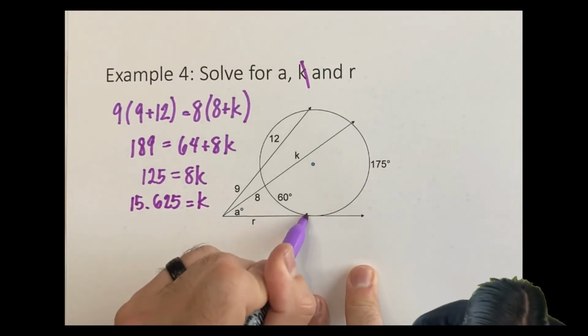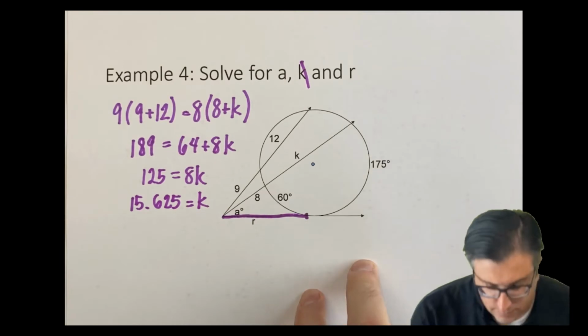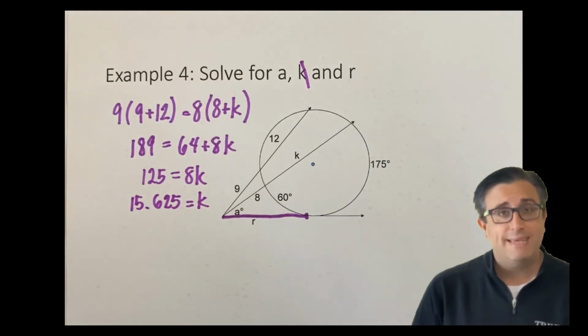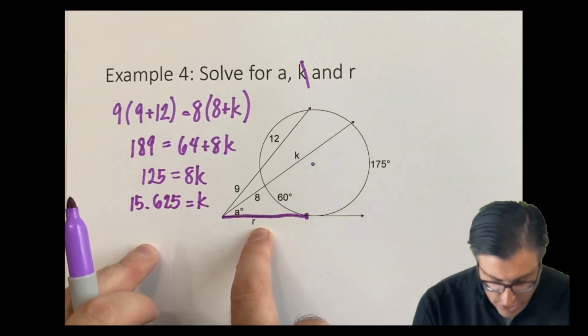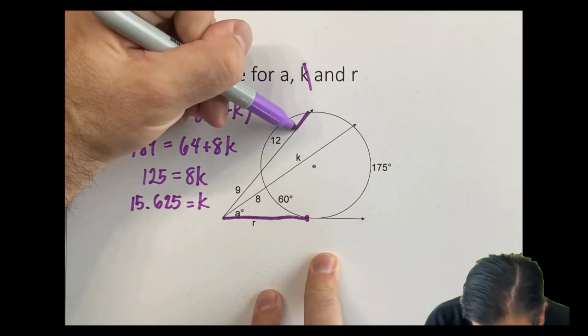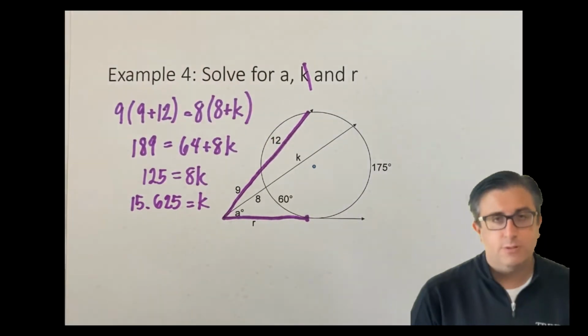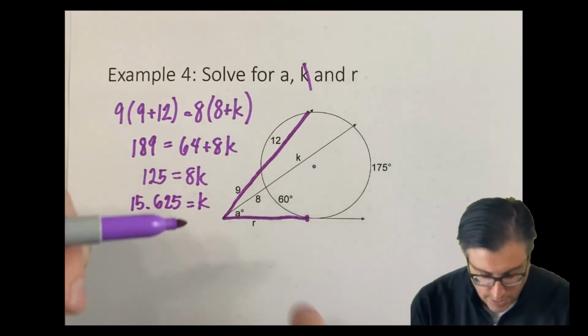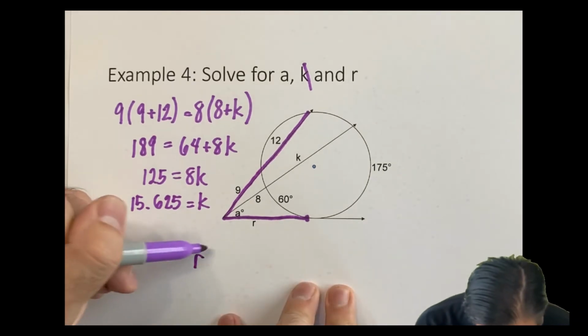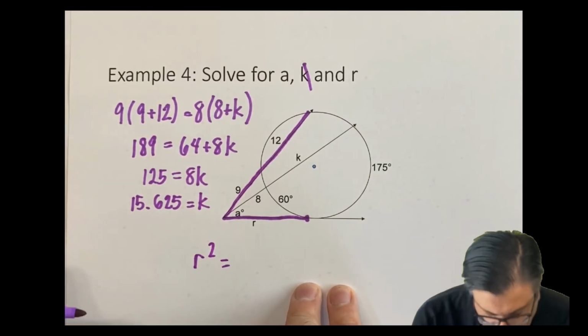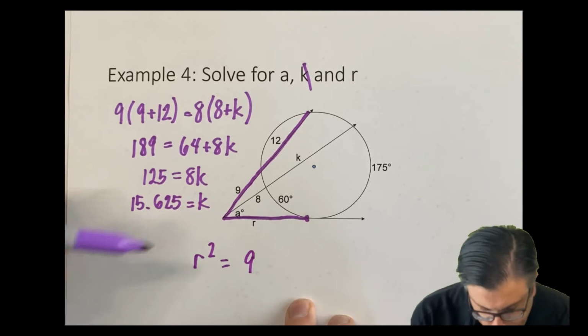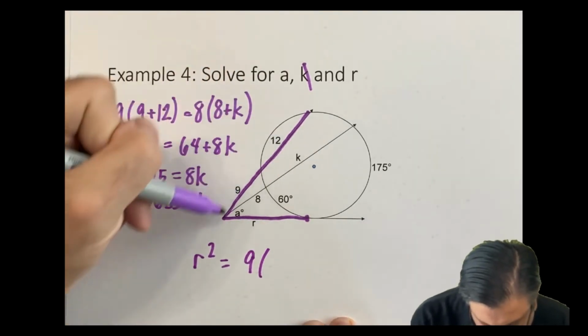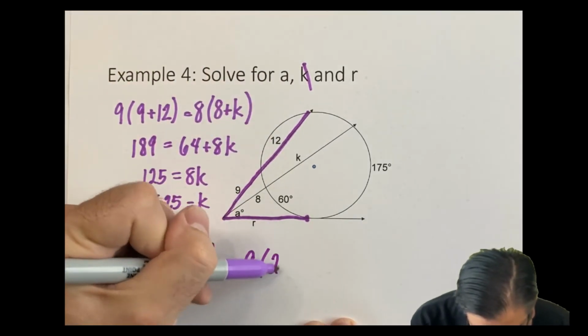Let's solve for R. R is this section right here. That means R is a tangent, and I'm going to prefer to use this one right here since I don't have any variables. I know we found out what K is, but I like to not use my answers from previous problems in the next problems. So R squared equals outside times entire length. Entire length was 9 and 12, so I'm going to call that 21.